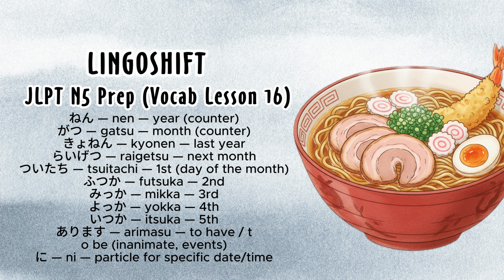Let's do a final recap. We learned words for years like kyonen, kotoshi, and rainen. We learned the counters nen for year and gatsu for month. We learned the special names for the first 5 days of the month, like tsuitachi and futsuka. We learned the important verb arimasu for when an event is or will be.